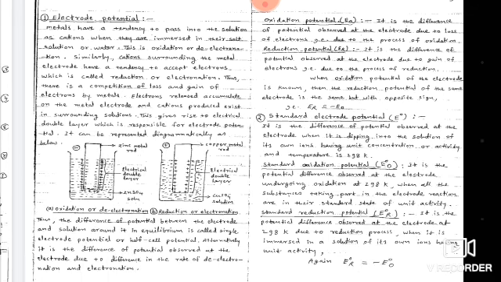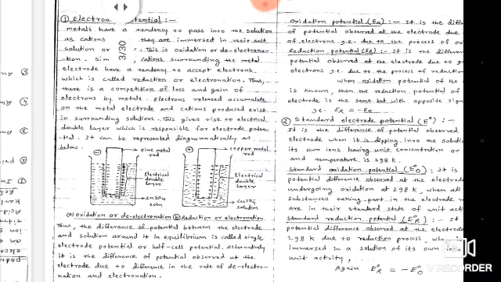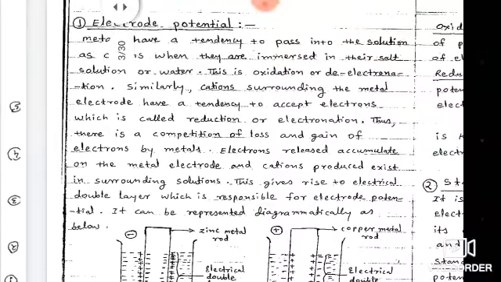Metals have the tendency to pass into the solution as a cation when they are immersed in their salt solution or water. This is the oxidation or de-electronation.